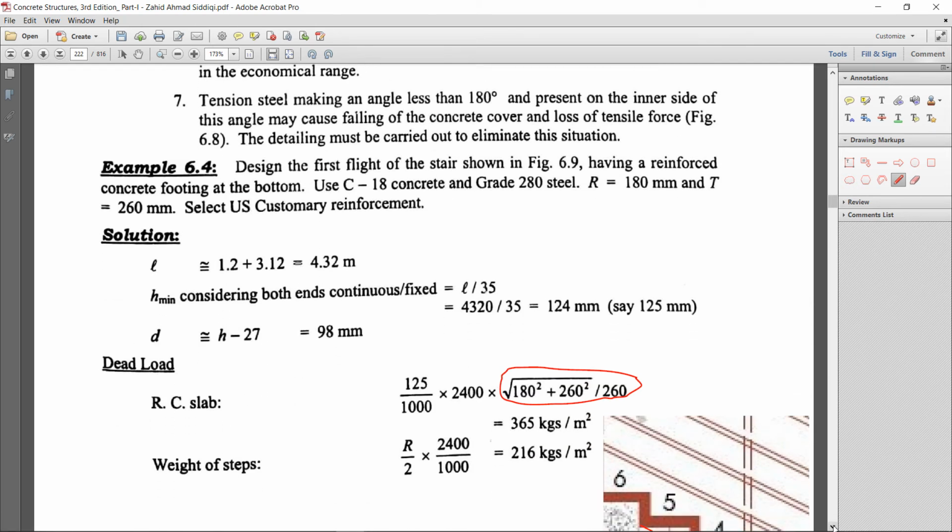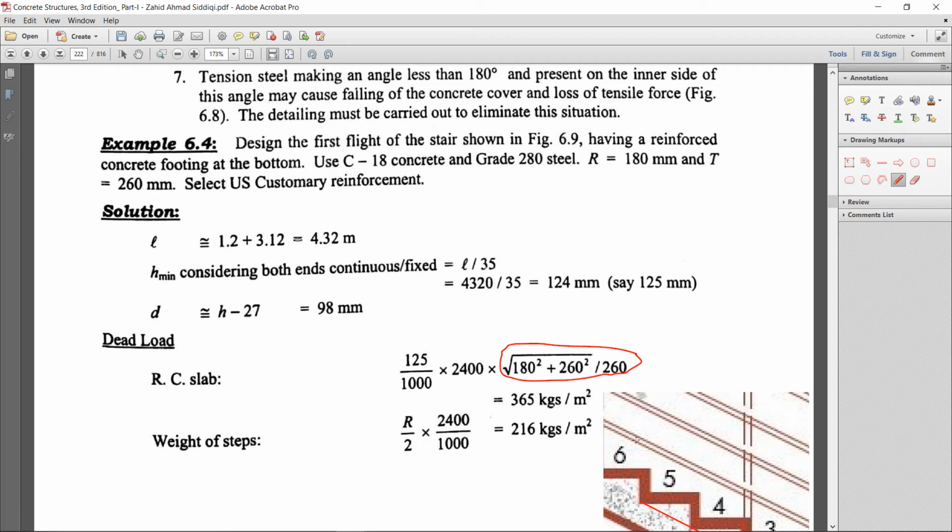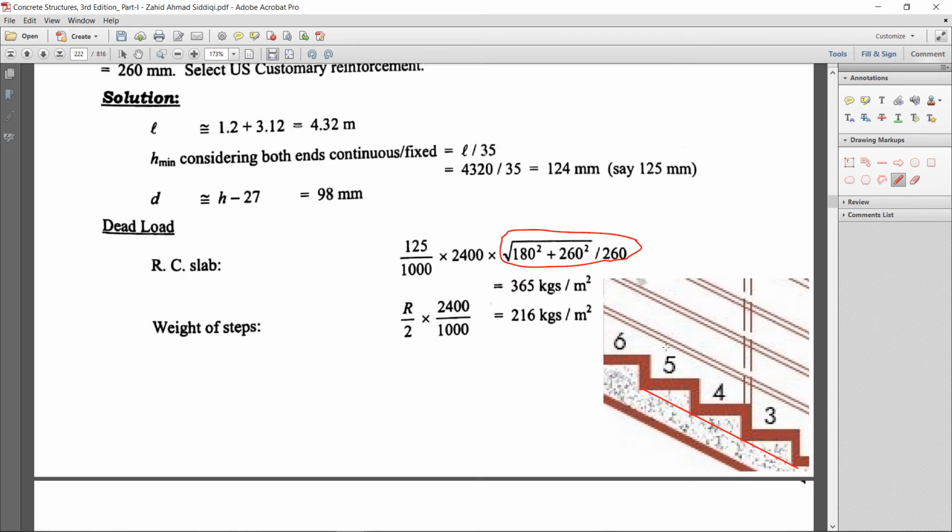Okay, our slab is inclined. To get the load in the horizontal direction, you have to multiply with this factor, or either you can multiply with 1.22. When you multiply, you will get the answer 265 kg per meter square. That is the weight of the slab.